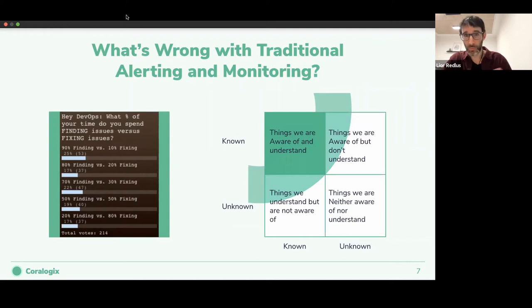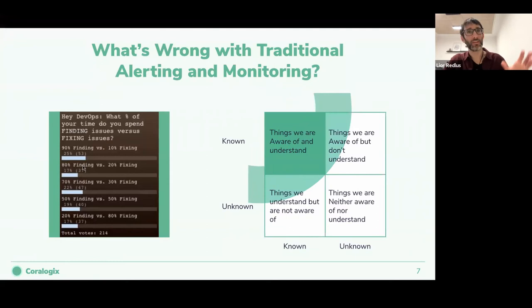And we definitely are missing the unknown unknowns. These are the things that we are neither aware of, and even if we were aware, we would never understand because it's too complex, and we need something to actually bring the insights out and have this shiny ball of reflection to understand what's happening.